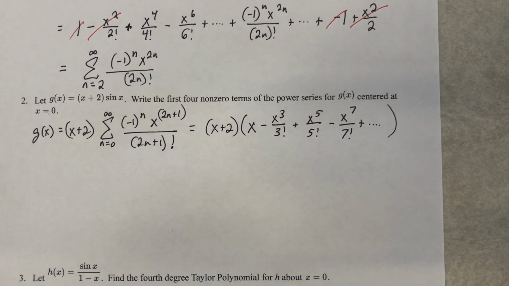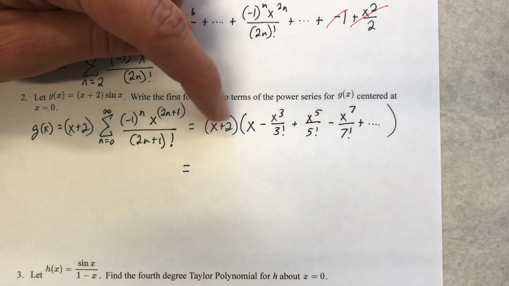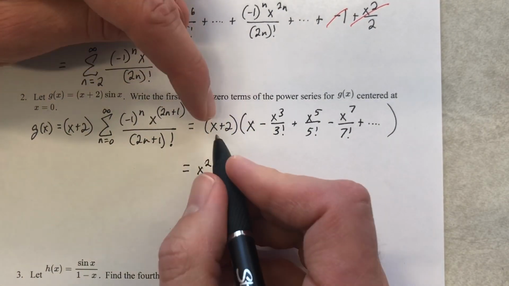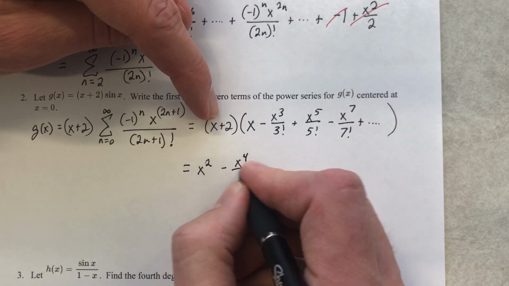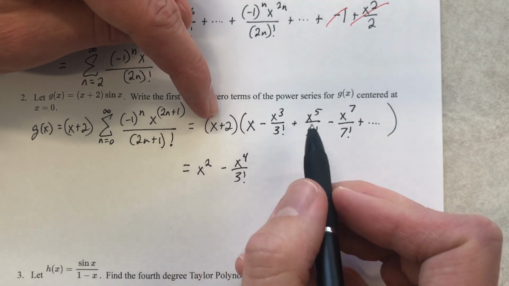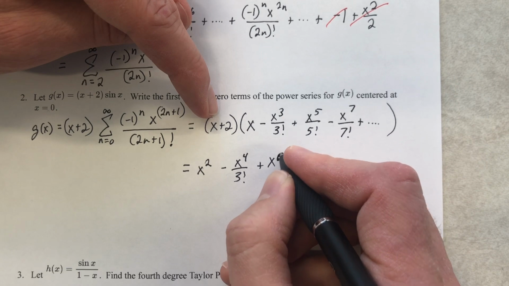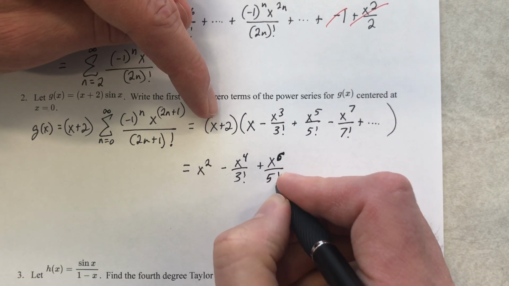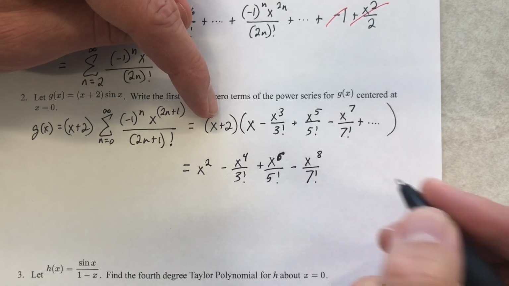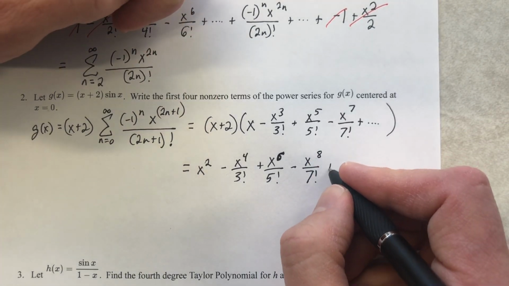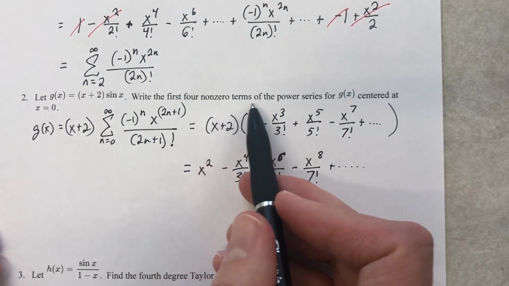But what I'm going to do, and I think this is going to be pretty straightforward, is this. x times x is x squared. x times x cubed over 3 factorial is x to the 4th over 3 factorial. x times x to the 5th is x to the 6th over 5 factorial, minus x to the 8th over 7 factorial, right? And we're just going to keep going with that. How far do we go? Until we get the first 4 non-zero terms.